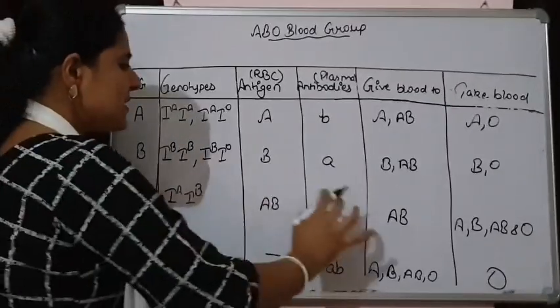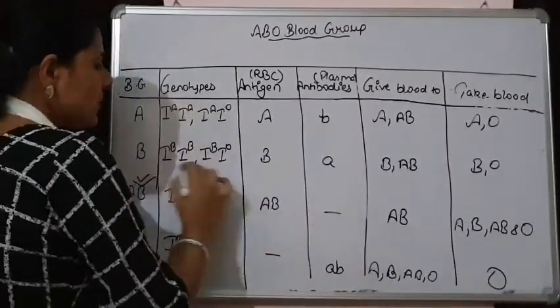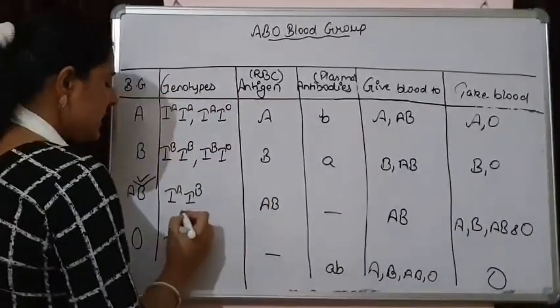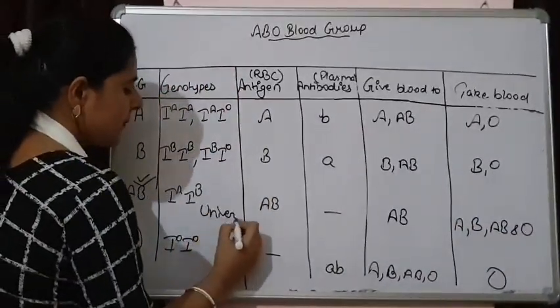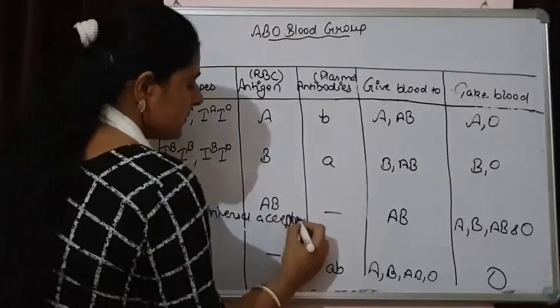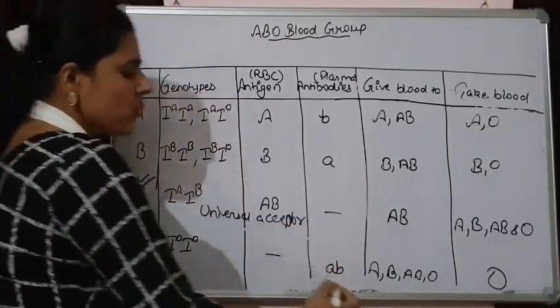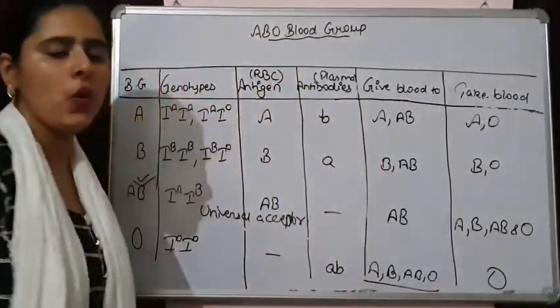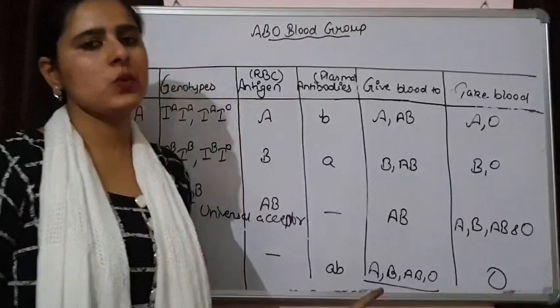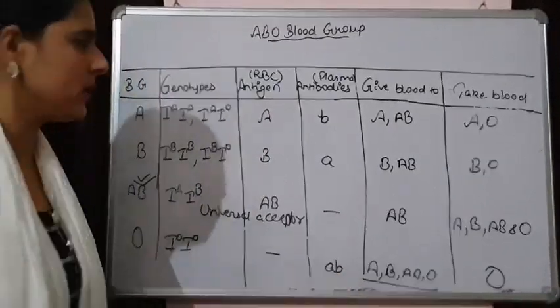So from this we can see AB is going to receive blood from all the four blood groups. That's why it is known as universal acceptor. And O is going to give blood to all the four blood types of individuals. So that will be the universal donor.